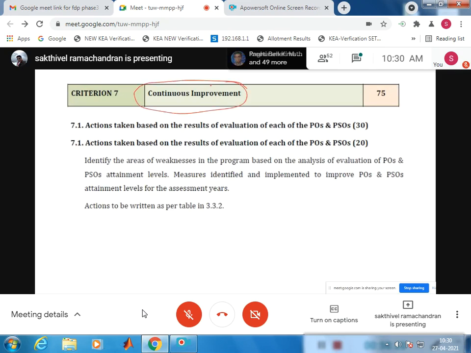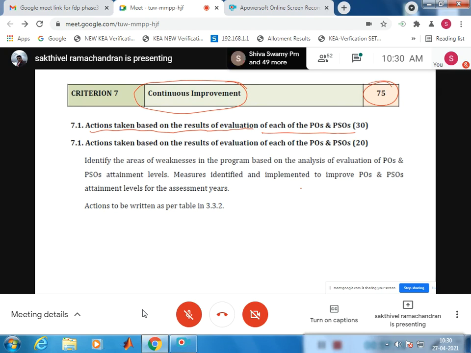How do we quantify that? How do we measure that? That has been measured over here. It carries 75 points. In this we speak about action taken based upon the results of evaluation of each PO and PSO. Some mention it as PO or PSO, program outcomes or program specific outcomes. More or less both are the same. This carries 30 points: action taken based upon the results of evaluation of the POs and PSOs.